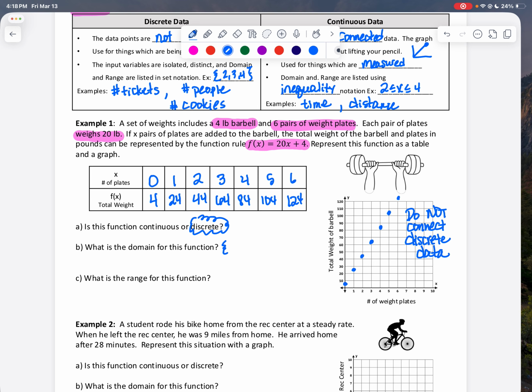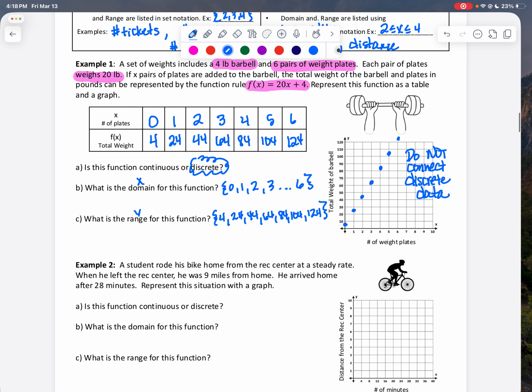Okay. Now, because this is discrete data, we have to write our domain and range in set notation. So in set notation, this would just be 0, 1, 2, 3, to 6. The x values. Remember, domain are the x values of your function. Now, the range are your y values of the function. We're going to also list it in set notation. So 4, 24, 44, 64, 84, 104, and 124.